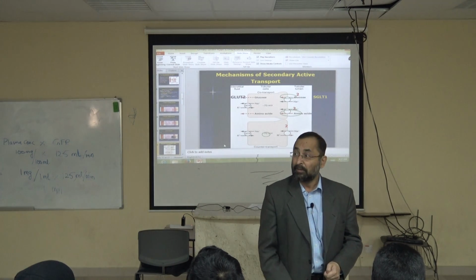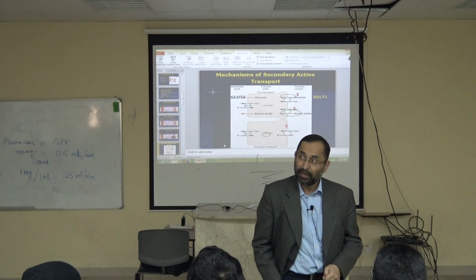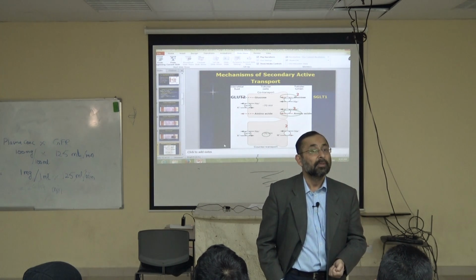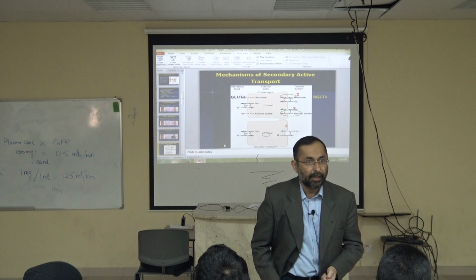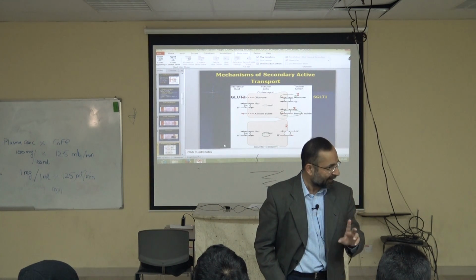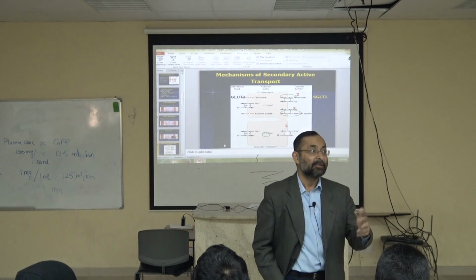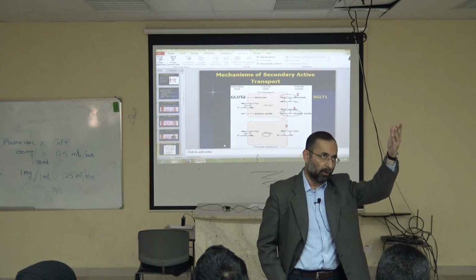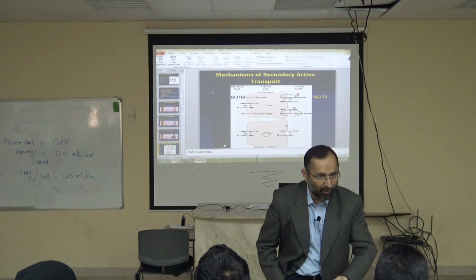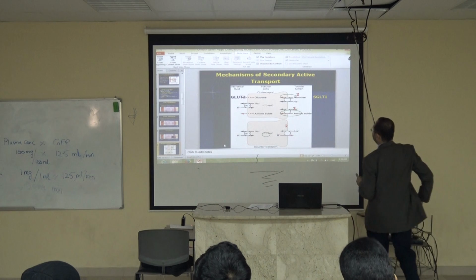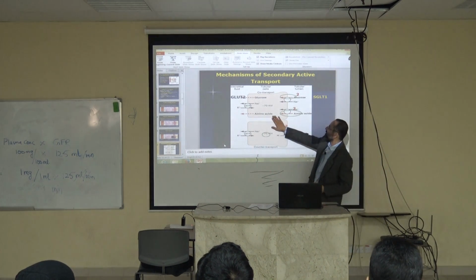One more thing about this diagram is common. Look at the secondary active transports. What is common about these? Sodium. Okay, sodium is present in every case, isn't it? Sodium is the helper, and the second substance is going along with the sodium, glucose or amino acid or hydrogen ion.